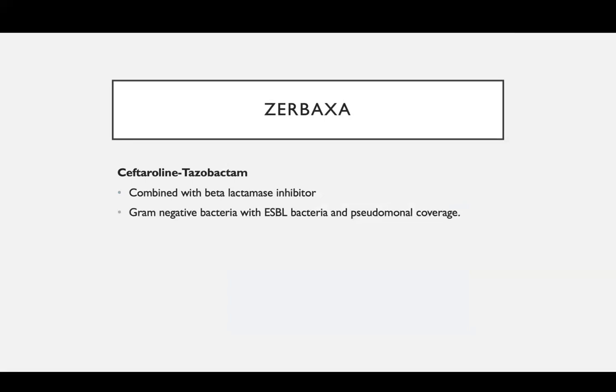We also have a combination called Zerbaxa. This is going to be ceftaroline combined with tazobactam, which is a beta-lactamase inhibitor. Here, we're going to have gram-negative bacteria, ESBL bacteria, and pseudomonal coverage. Actually, Zerbaxa is ceftolozane and tazobactam, not ceftaroline. Yes, it is a different cephalosporin, ceftolozane, and tazobactam. So this is a very extended spectrum. That's correct, sorry Dr. Gopal. That should have been ceftolozane-tazobactam.